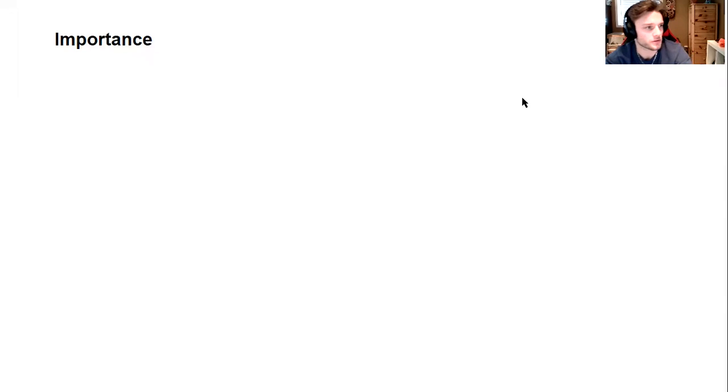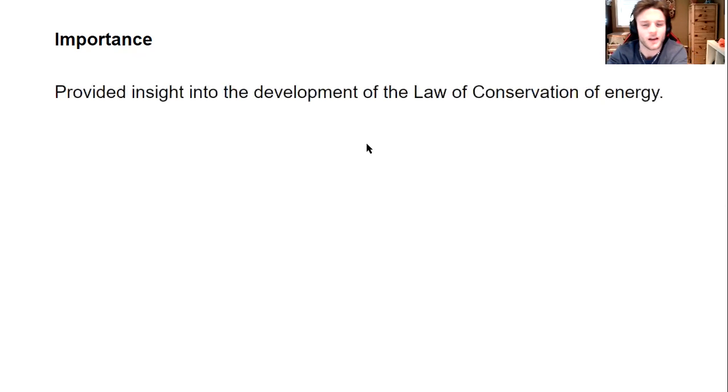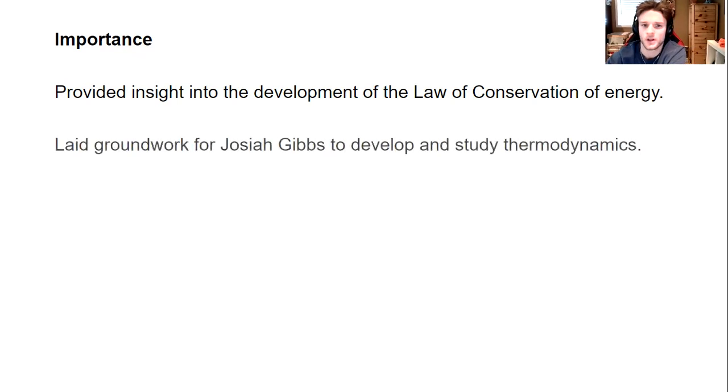So why is this important? This is important because at the time, it provided insight into the development of the law of conservation of energy. It also laid the groundwork for Josiah Gibbs to develop and study thermodynamics. You might have heard of his equation, which is the Gibbs free energy.